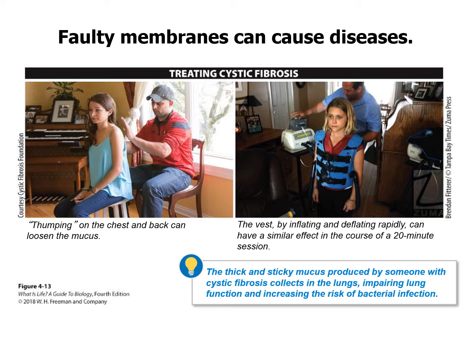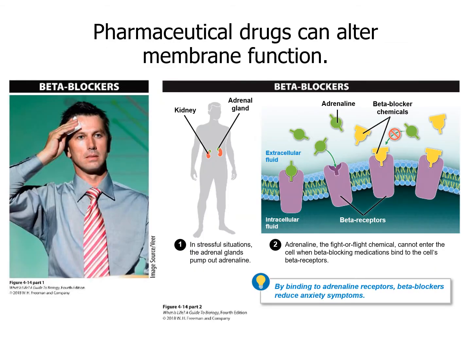The young lady on the left is getting a thumping on her chest or back to loosen the mucus up and then be coughed out, expelled, or swallowed. The young lady on the right has a vest that acts by inflating and deflating rapidly and can have a similar effect in the course of about a 20-minute session instead of getting your back or your chest thumped on. When it comes to cystic fibrosis, that is a condition where the plasma membrane is having a problem transporting chloride ions, and that is caused from a genetic condition.